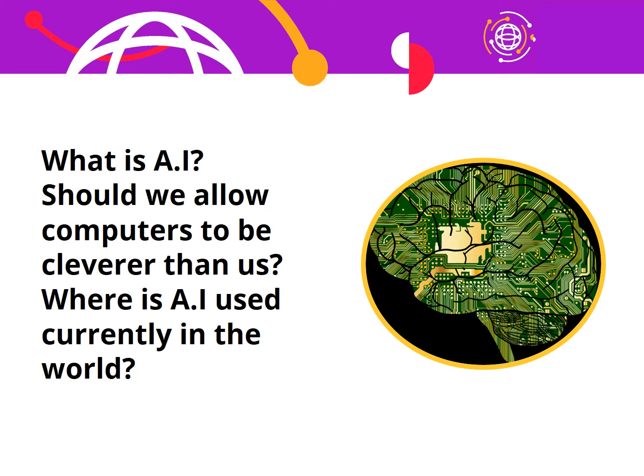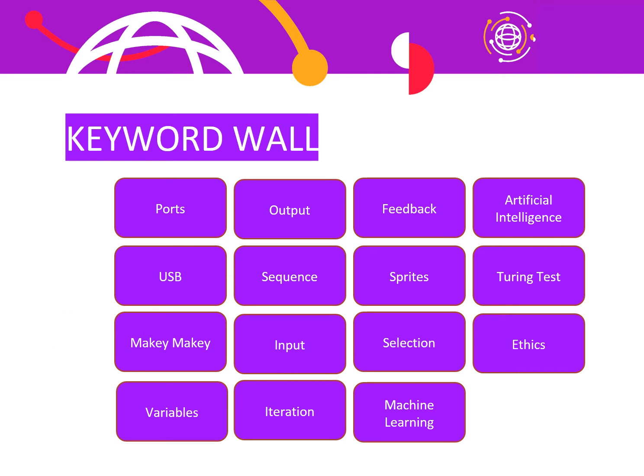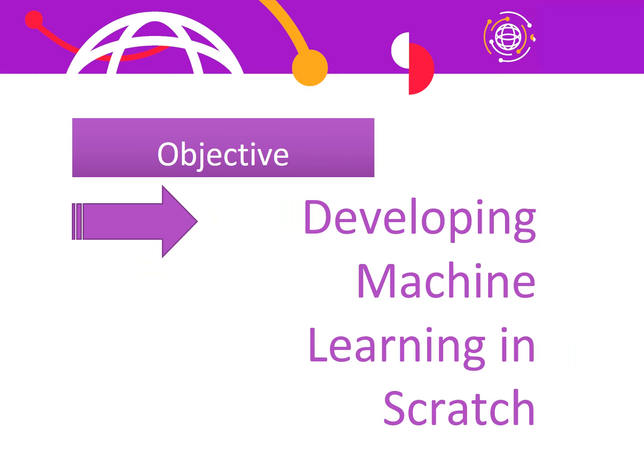Here's one of our key questions. What is AI? Should we allow computers to be cleverer than us? And where is AI currently used in the world? And we'll be looking at all three of these today. This is our keyword wall. And finally, we are looking at how to develop machine learning ourselves today.